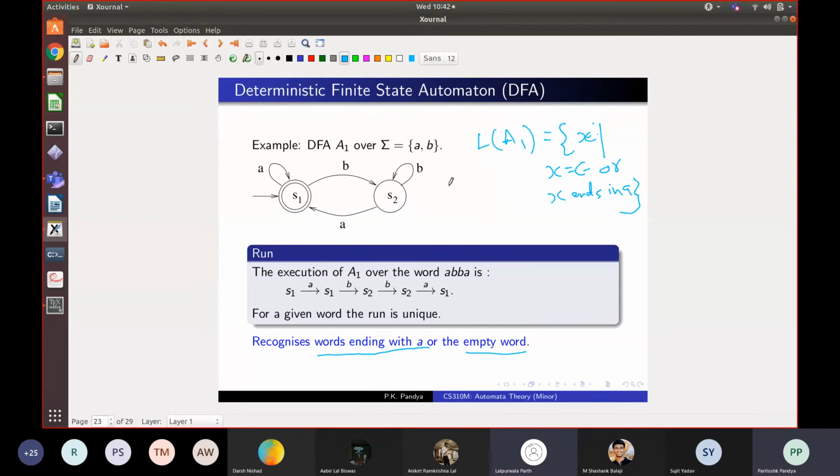Sir, hello. Empty word means epsilon, right? Yes, empty word is epsilon. So the Greek letter epsilon is used to denote the empty word. Okay. Yeah, that's the notation.